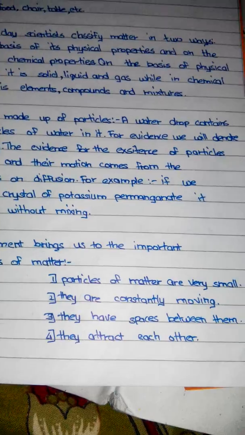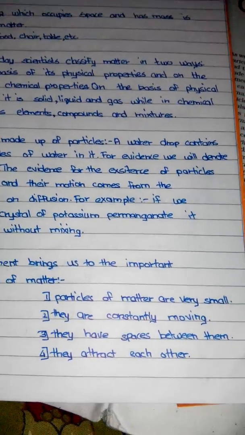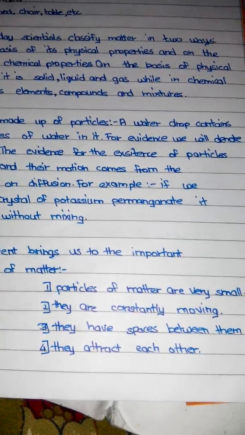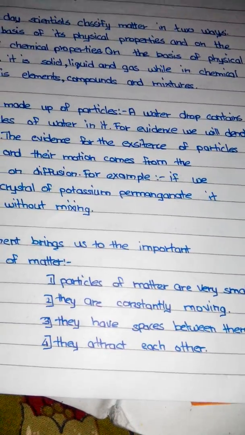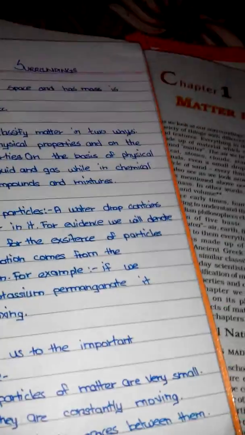So, what are the characteristics of particles of matter? First one, particles of matter are very small. Second, they are constantly moving. Third, they have spaces between them. And fourth, they attract each other. So, how do we prove it?